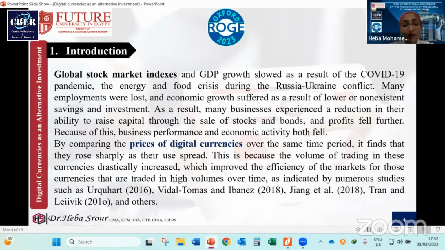By comparing the price of digital currencies over the same time period, it finds that they rose sharply as their use spread. This is because the volume of trading in these currencies drastically increased, which improves the efficiency of market for those currencies that are traded in high volume over time, as indicated by numerous studies.